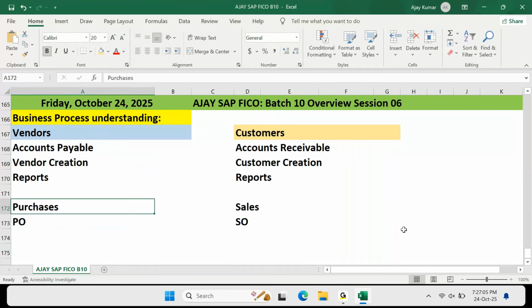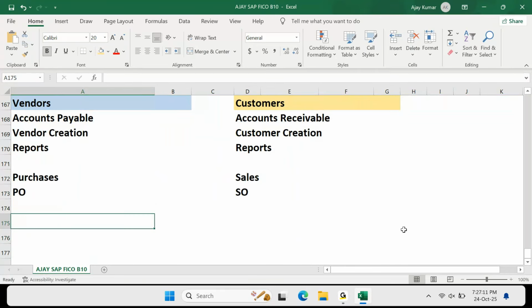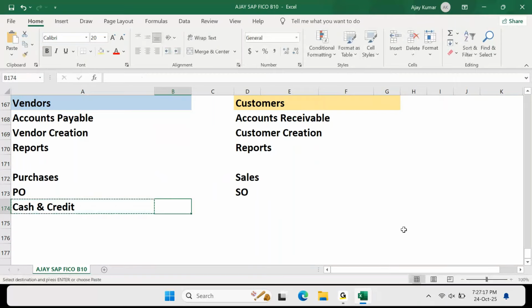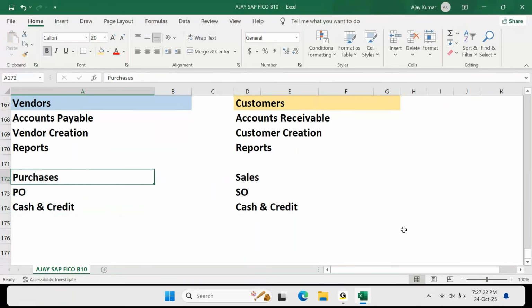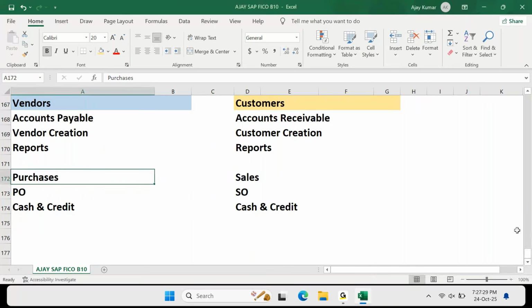Now, when you're making purchases, there are two types of purchases: cash purchases and credit purchases. Sales is also the same, cash sales and credit sales.